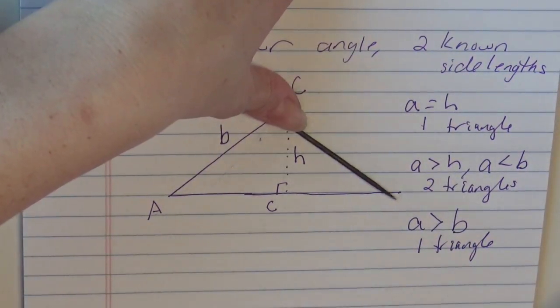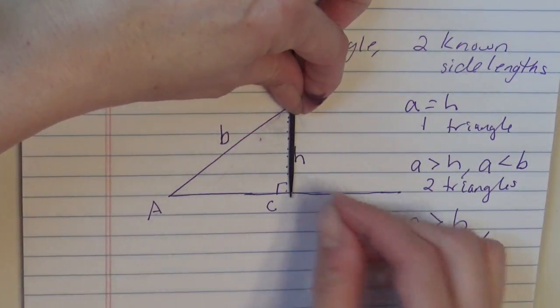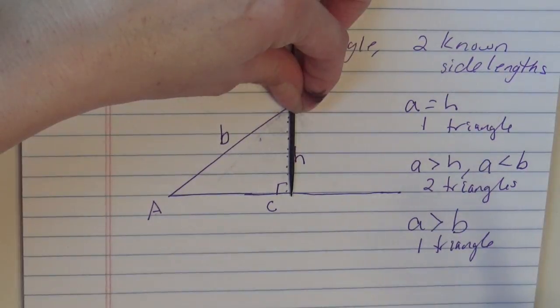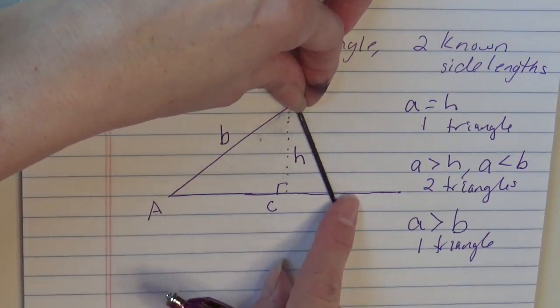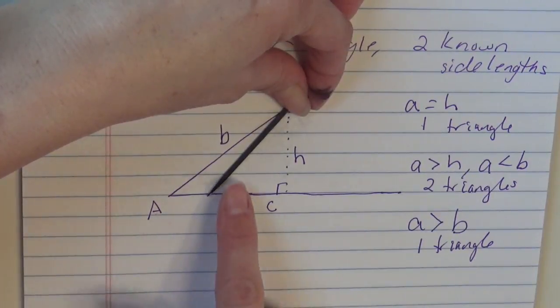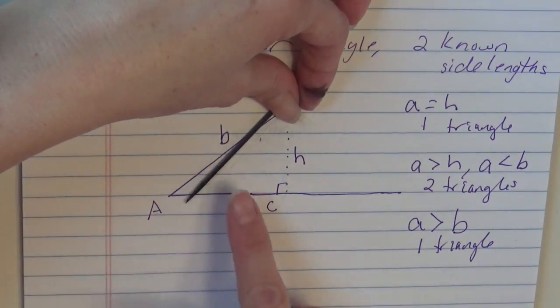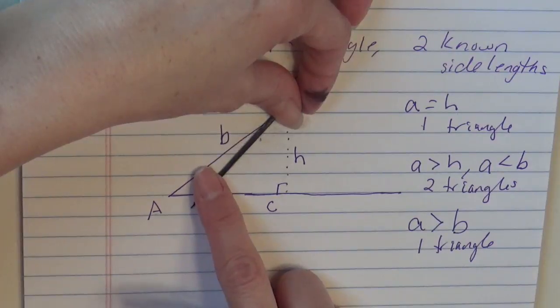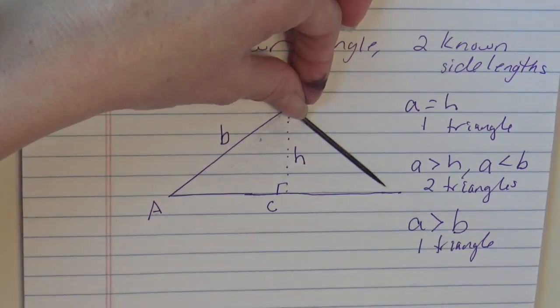Okay? What else can happen? So we saw what happened if side length A was equal to our height, like this. That gave us one triangle. If side length A was greater than our height, we could get two triangles as long as side length A was shorter than side length B. Because if side length A is longer than side length B, you'll never be able to get a second triangle out of it, because it will never touch the line at the bottom. Okay. If side length A is greater than side length B, we get one triangle.